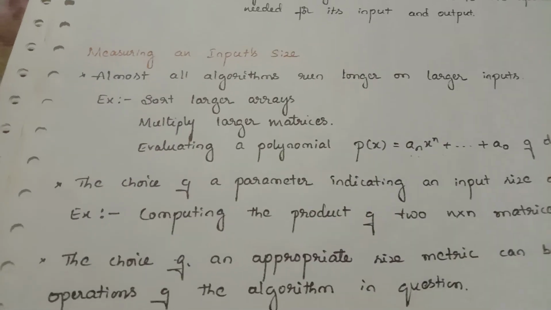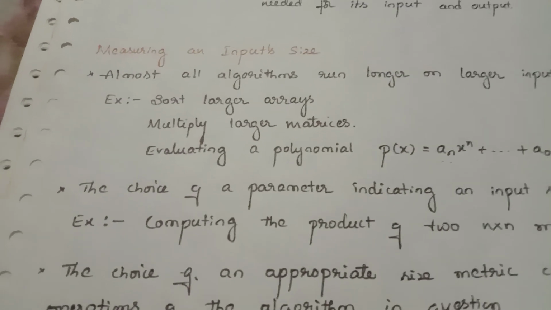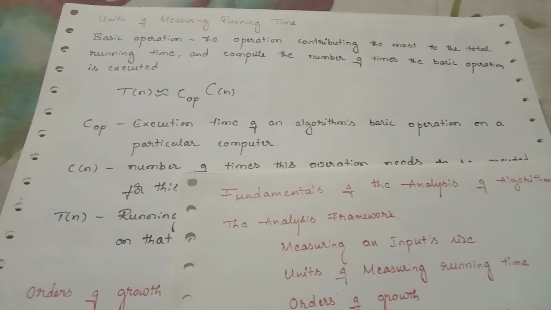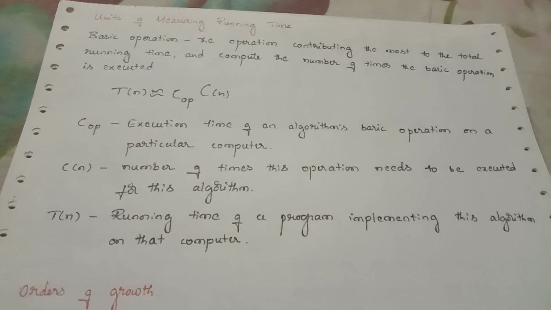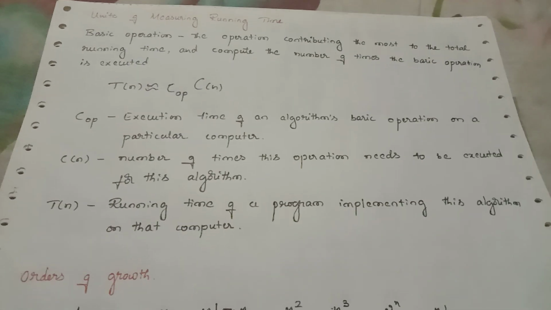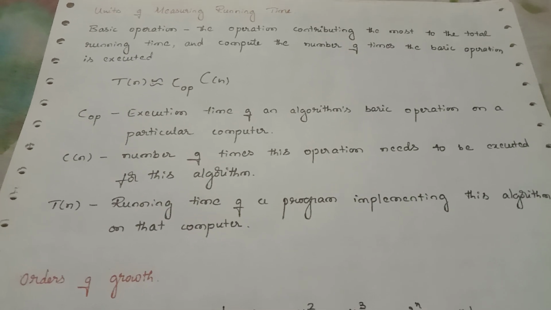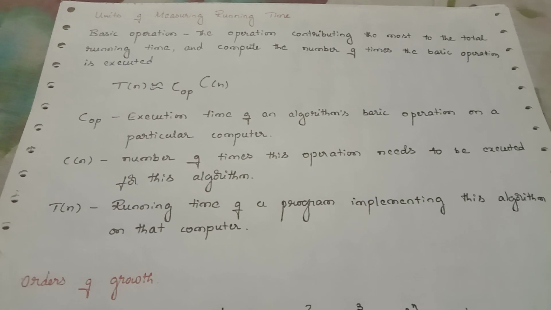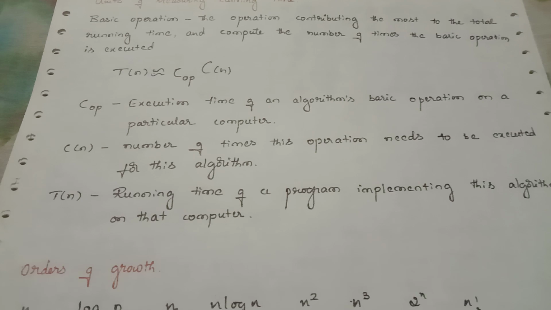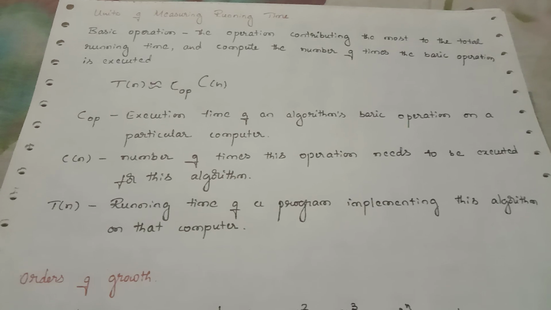So after measuring the input size, the next thing we are going to find out is the units for measuring running time. The units of measuring running time means we have a standard unit of time measurement, that is a second or a millisecond and so on. So that is an obvious one. When we are measuring time, either we go with measuring in seconds or in milliseconds to measure the running time of a program implementing the algorithm.